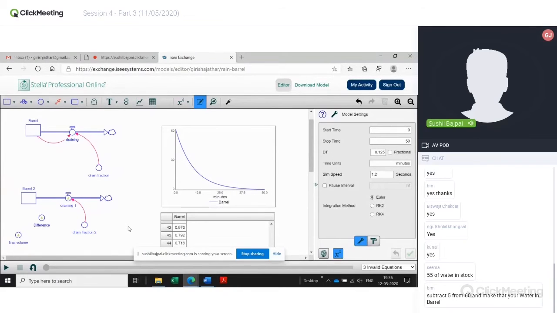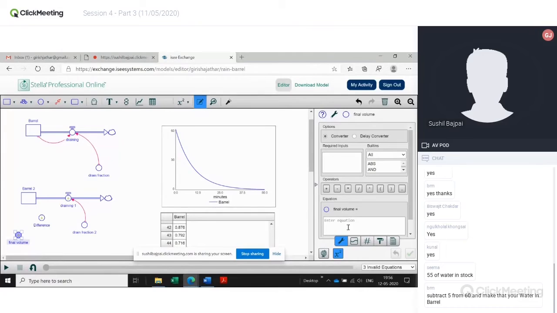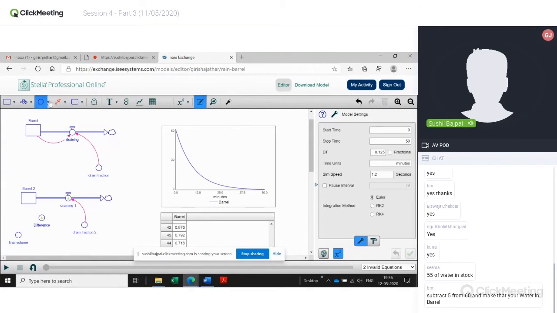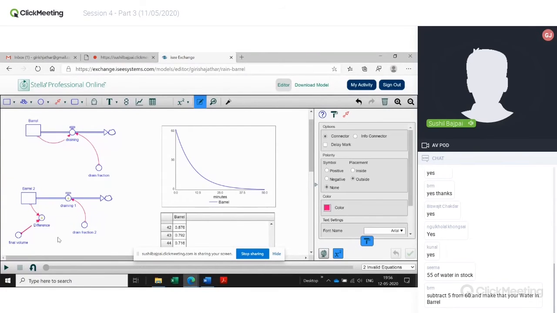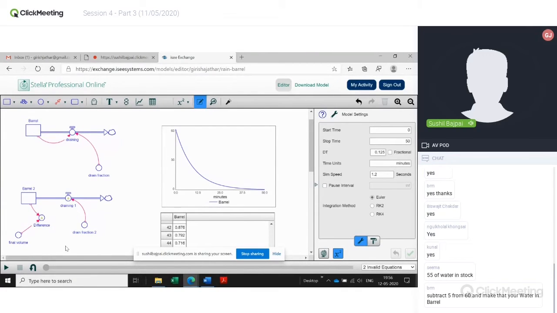So final volume is 5. We can join these also. Sorry, we should have joined this. Yeah, you can make it 5 and join it here. Okay, hold it here before joining anything else.